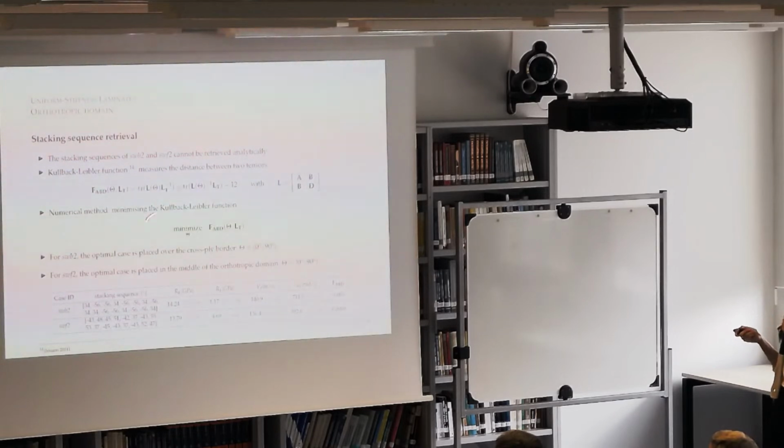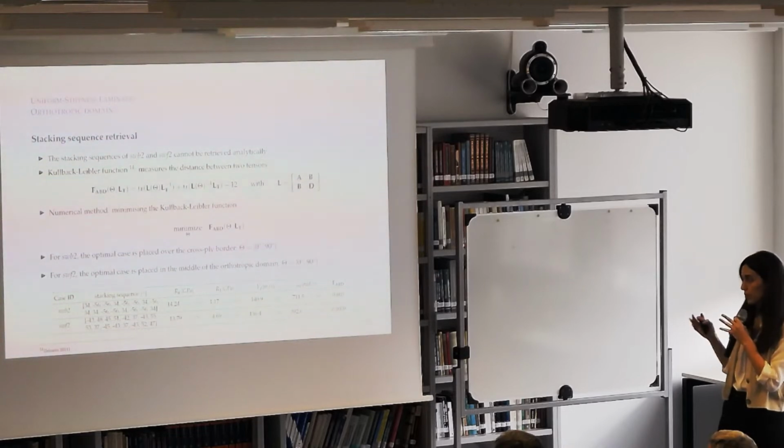I conduct this optimization problem for the swept backward wing that is over the cross-ply border, so I limit my theta values to only 0 and 90 degrees. But for the swept forward wing, I allow theta to vary between 0 and 90 degrees every 1 degree.